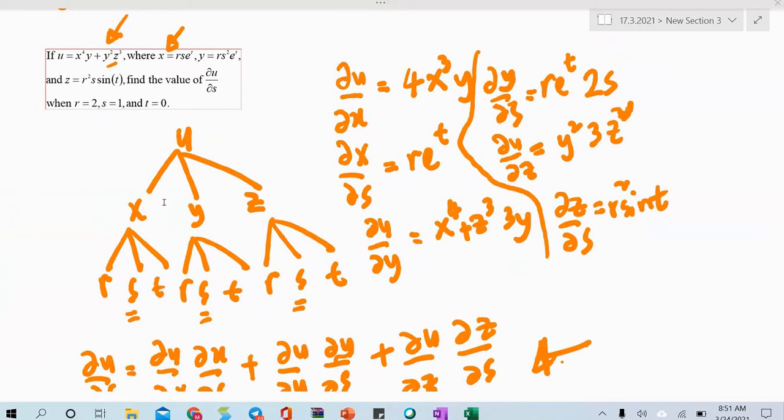You just add for these three, not add this. So they may ask you to find del u del r, del u del s, or del u del t. Only that. Okay, Rana? Yes, okay, doctor. Thank you.